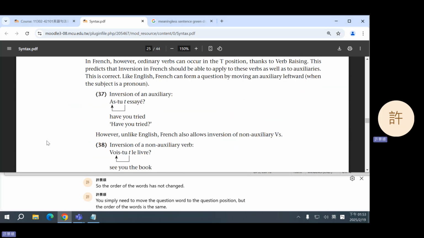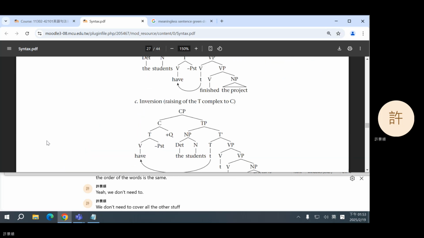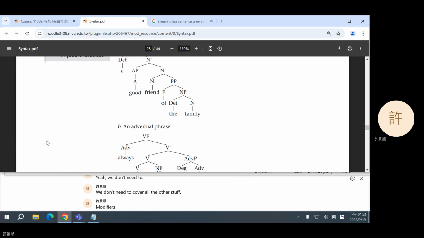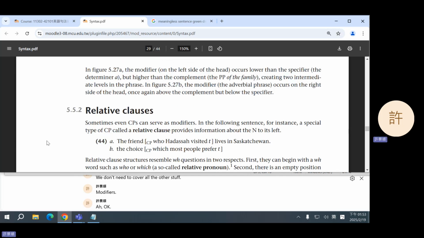Yeah, we don't need to cover the other stuff. Modifiers? Okay. No, we don't need to cover that either.